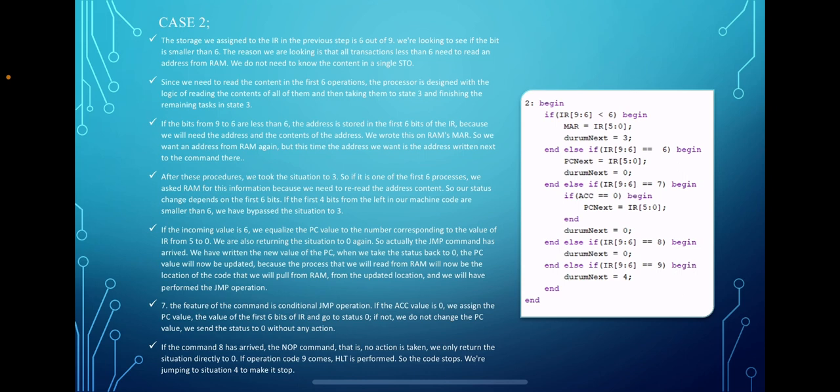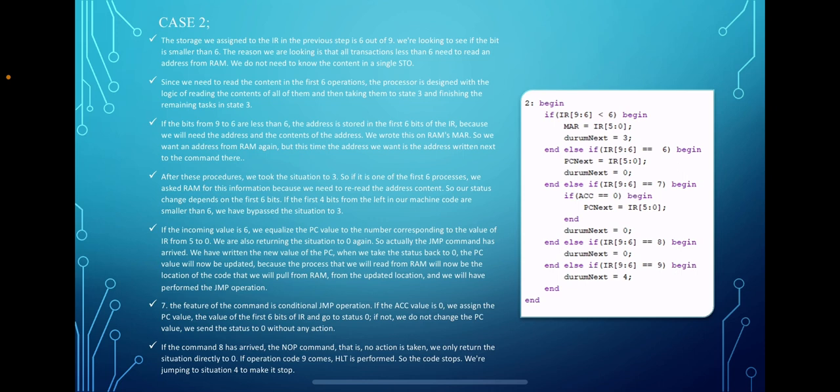We wrote this on RAM's MAR, so we want an address from RAM again, but this time the address we want is the address written next to the comment there. After these procedures, we took the situation to state 3. So if it is one of the first 6 operations, we ask RAM for this information because we need to reread the address content. So our status change depends on the first 6 bits.